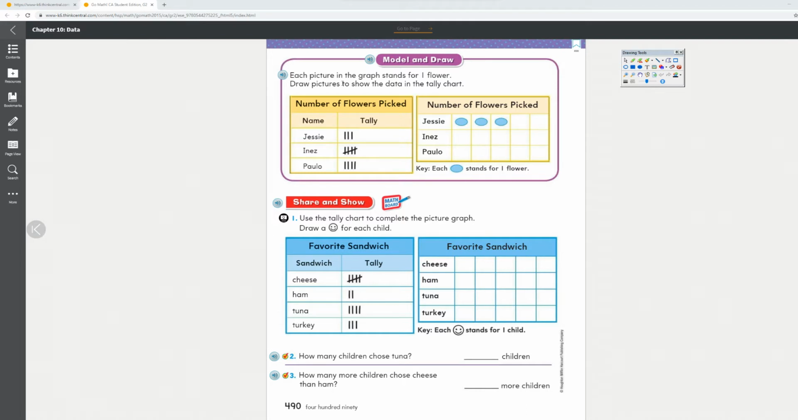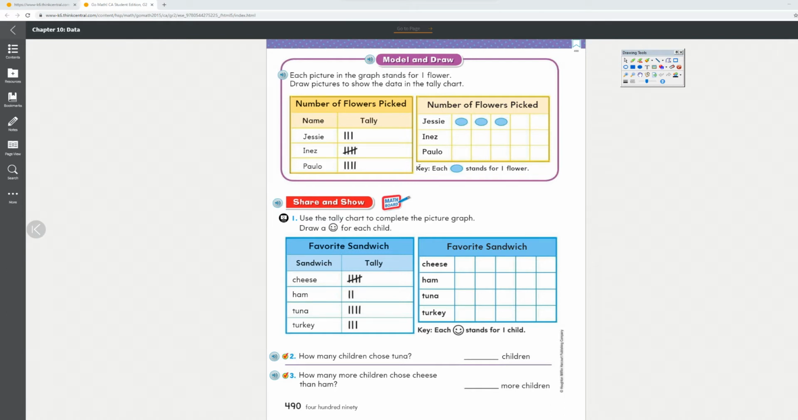Now, for the tally chart, we see that Jessie has 3 tallies. That means that she has picked 3 flowers. So if we look at the picture chart, we can see that it's the same information. Jessie has 3 circles, which means that Jessie picked 3 flowers. So it's the same information on both charts. However, it's not complete for us.